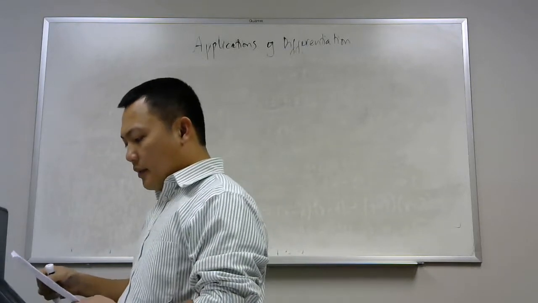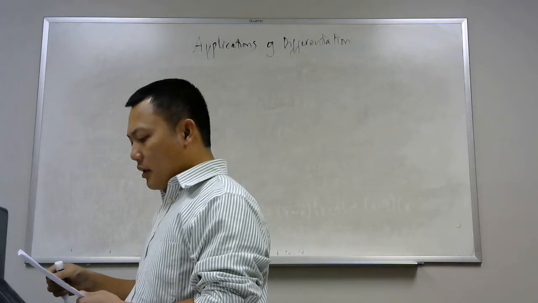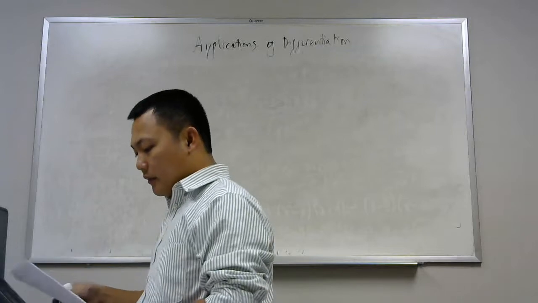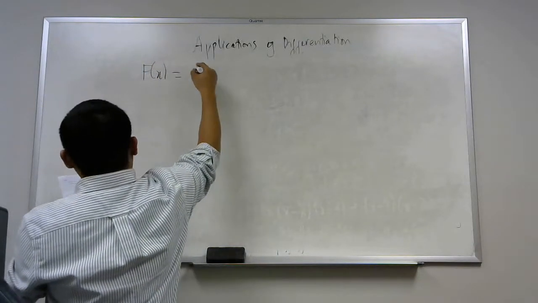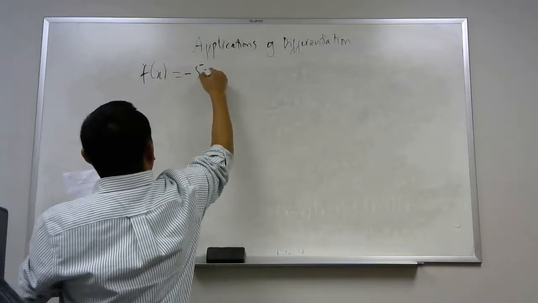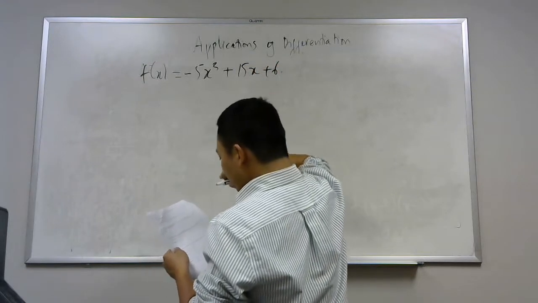Next, find intervals where the function is increasing, decreasing. Actually, in this problem, we do the chart for the first derivative. We have function f of x equal to negative 5x cubed plus 15x plus 6, right?